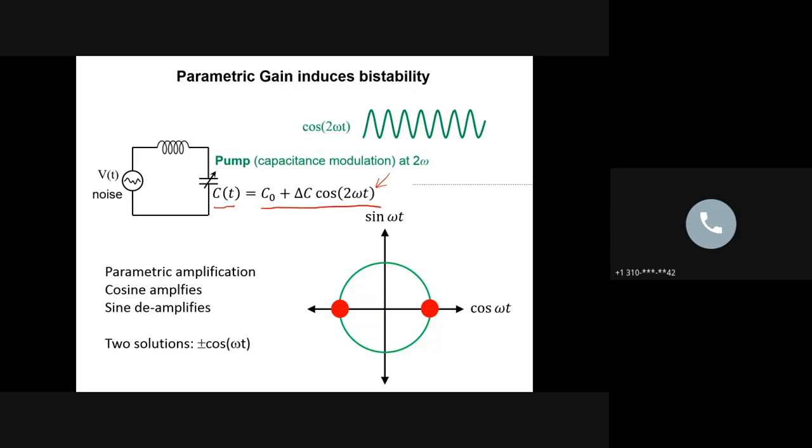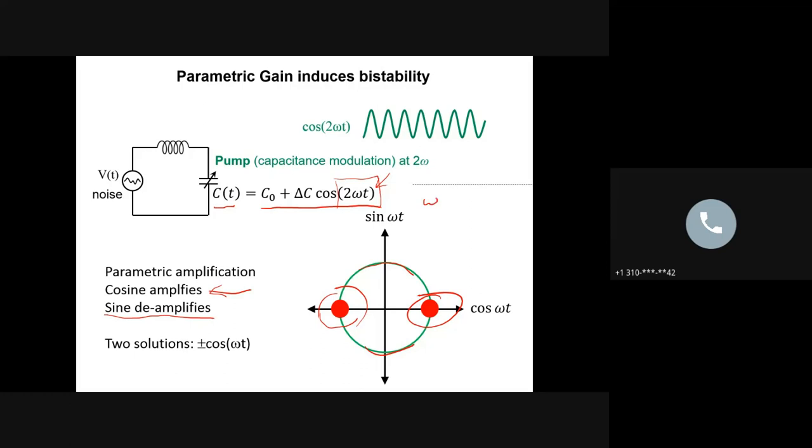Now, it turns out that this is something that every one of you has probably experienced as children, if you were on a swing. The child on the swing knows how to move his legs to modulate the moment of inertia at 2 omega, and then you get gain and the child can end up swinging with very high amplitude even though nobody is pushing. But this is a very unusual type of amplifier because cosine waves get amplified, but sine waves get deamplified. So if you're in the complex plane, you can have a plus cosine wave and a minus cosine wave, and these get amplified. The other ones up here and down here get deamplified. So it's a rather unusual type of amplifier, and this amplification occurs not at 2 omega, but at omega.